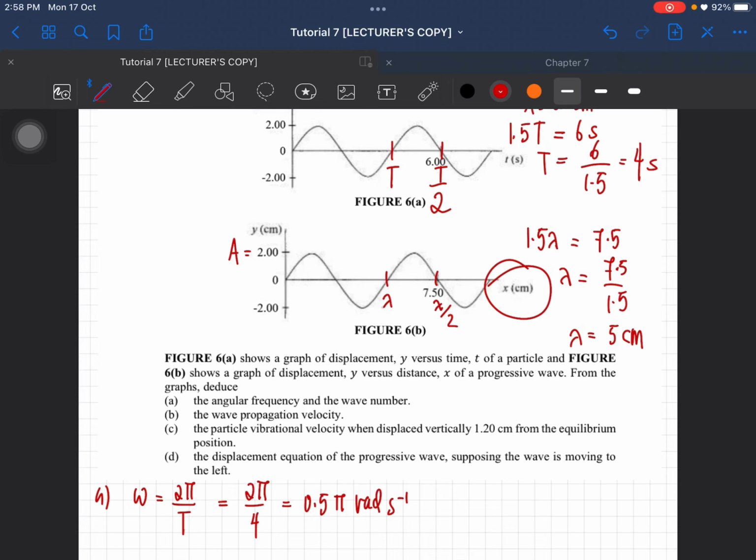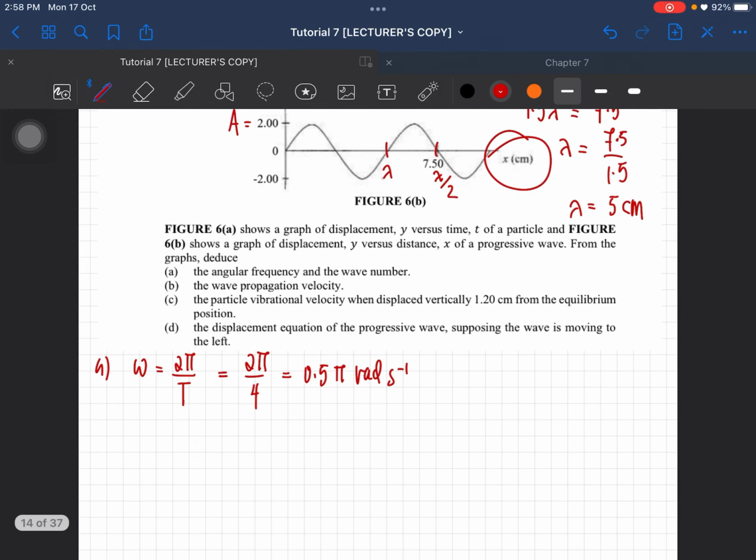Next, we have to do the wave number. Wave number is equal to 2 pi over lambda. So 2 pi over lambda, which is 5 centimeter. You can either use centimeter or meter. This is going to be 0.4 pi per centimeter. If you convert it into meter, you will get 40 pi per meter. So that is question A.